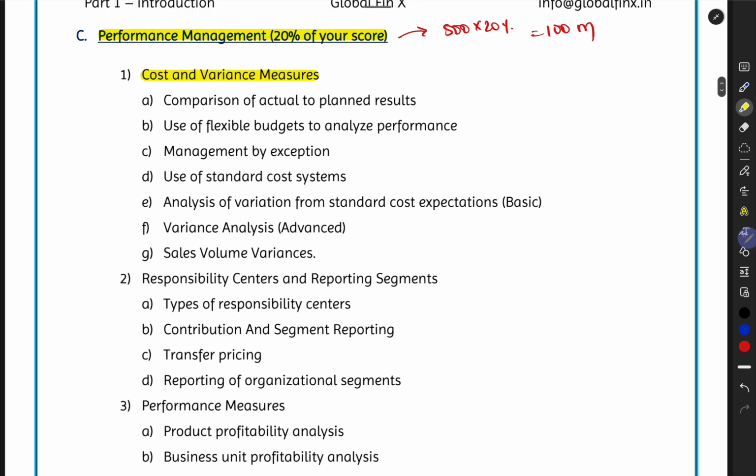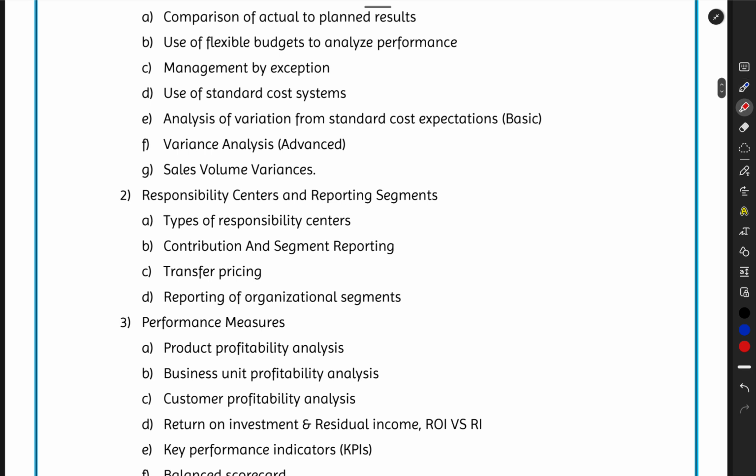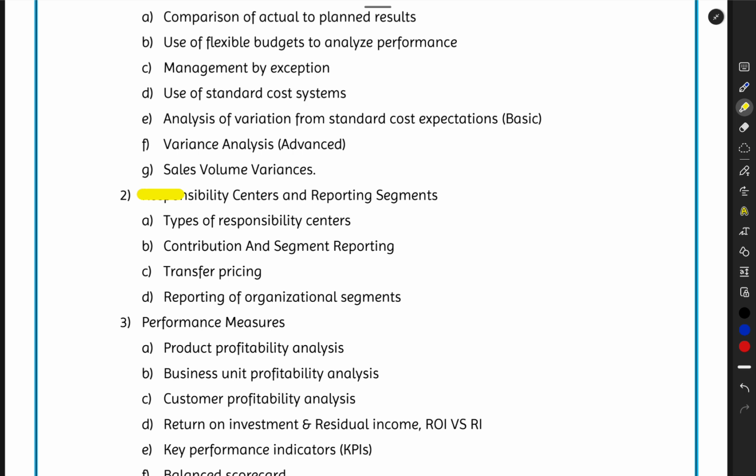Then that is your first topic, which is comparison of actuals with the standards. You can see here comparison of actual with standard using flexible budgets. Management by exception is a special case which we'll discuss in the lectures. What are standard cost systems, how do we use them, setting the standards, analyzing the variances, basic analysis and advanced analysis, sales volume analysis we'll discuss as a separate topic. Then our second topic of discussion would be responsibility centers and reporting segments.